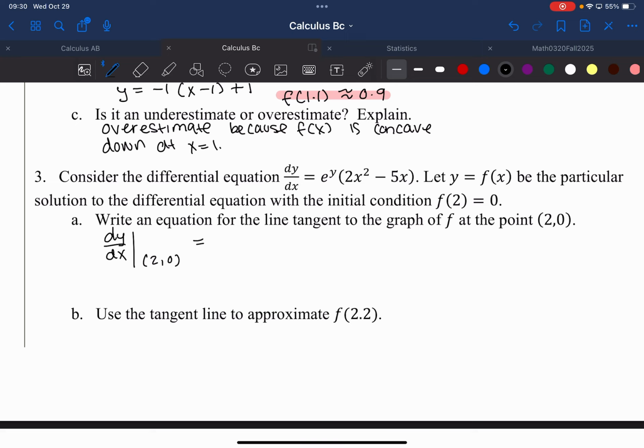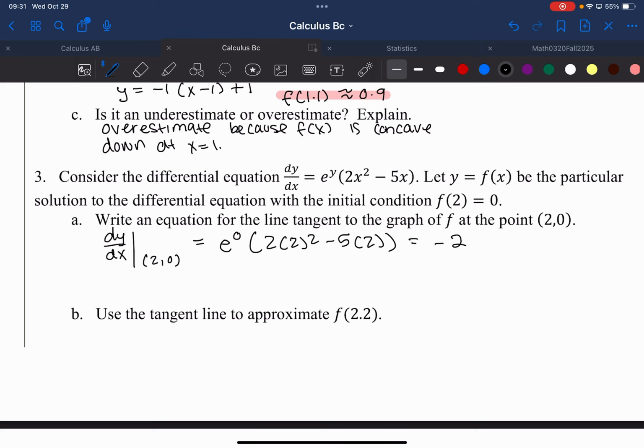Okay, so we have e to the 0 times (2 squared minus 5 times 2). Okay. Remember, anything to the 0 power is what? 1. Anything to the 0 power is 1. So e to the 0 is 1. So ignore it. We don't really need it. 1 times anything is not going to change that. So then we have 2 squared, which is 4. 4 times 2 is 8. 8 minus 10, negative 2.